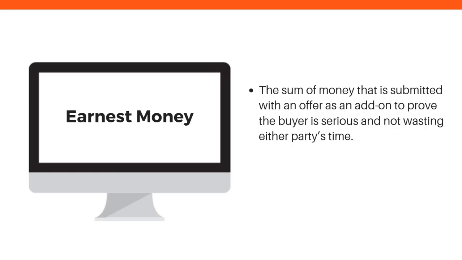So if you end up actually buying the property, the earnest money just gets applied to the purchase price already as your down payment. So then you just have to come up with the remaining balance that's left when you subtract the amount of the earnest money off the purchase price.